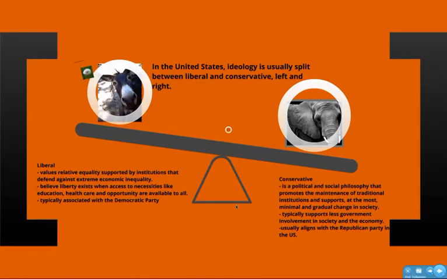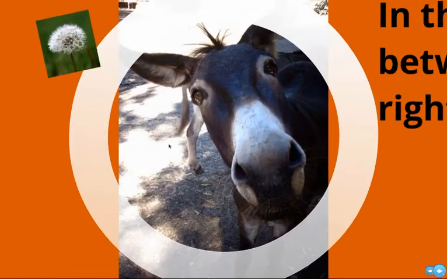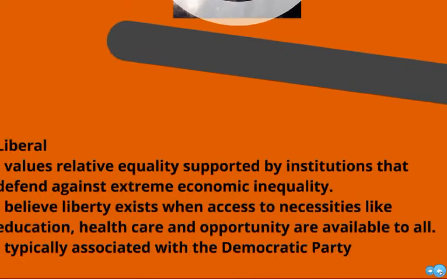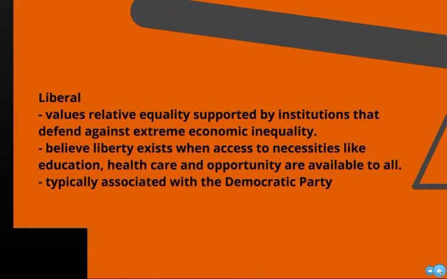If you are liberal in the United States, you are more in line usually with the Democratic Party, and the symbol for the Democratic Party is the donkey. So being liberal means that you usually value equality, and that equality is supported by certain institutions, in particular the government, and the government for a liberal is there to work toward that equality and to defend against extreme economic inequality. So it's trying to level the playing field economically.